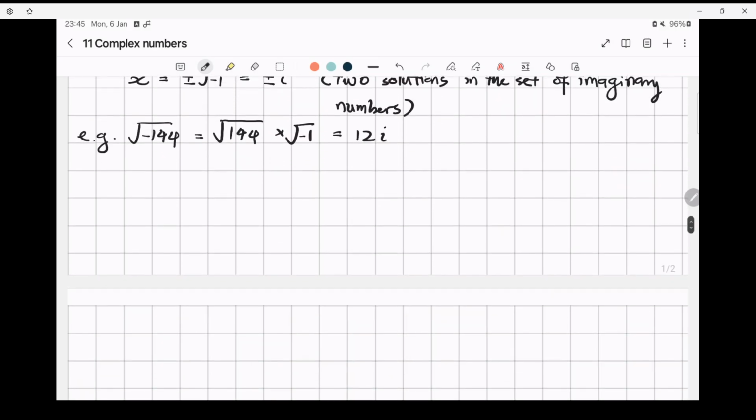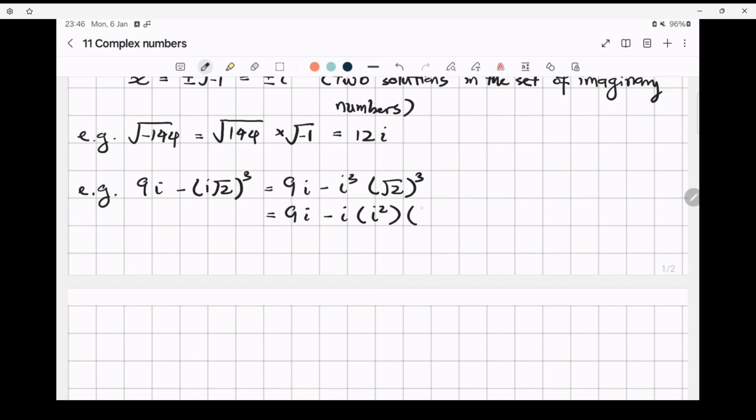So a second example would be, let's say, (9i minus i square root 2) to the power of 3. So you just perform the algebraic manipulation as usual. So you get 9i minus i cubed, and then you have square root 2 to the power of 3. So you can simplify this. So this will be i minus, multiplied with i squared, and then over here you have 2 square root 2. So in the end, this will become -1. So then you will have 9 plus 2 square root 2 i after you simplify everything.